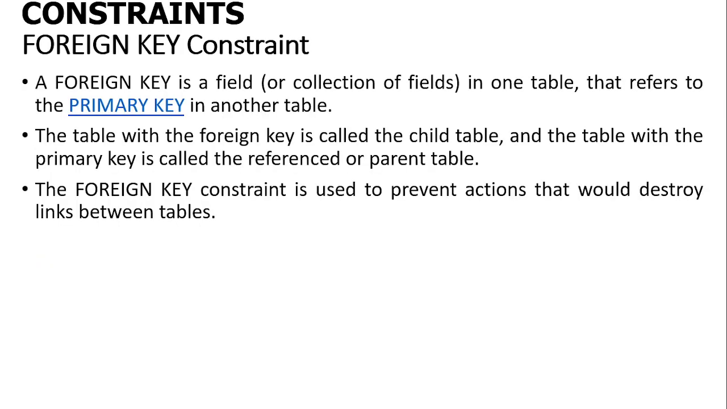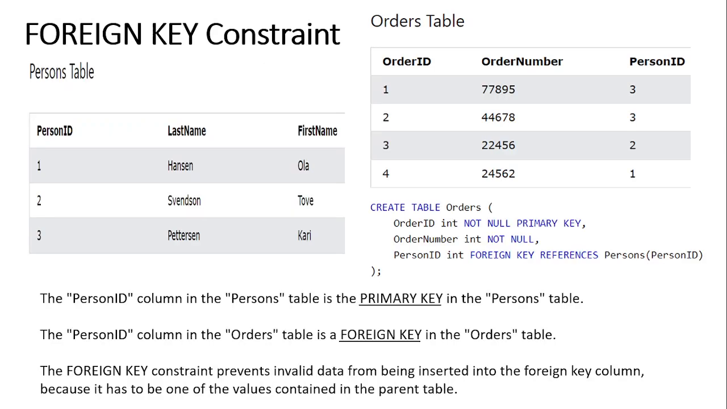Foreign key constraints. A foreign key is a field or a collection of fields in one table that refers to the primary key in another table. The table with the foreign key is called the child table, and the table with the primary key is called the reference or the parent table. The foreign key constraint is used to prevent actions that would destroy links between tables.